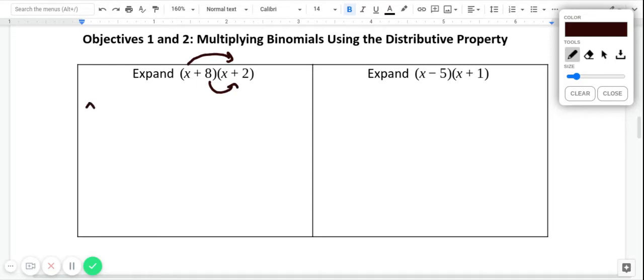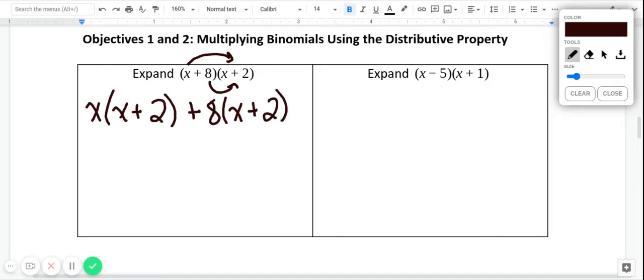So that means I'm going to take x times x plus 2, and I'm going to add 8 times x plus 2. I'm going to distribute that x plus 2 to both the x and the 8. And then we're going to distribute again. So we're going to take x times x and x times 2. We're going to do the same thing with this 8. Let me get rid of this one arrow up here so you can see. And this is going to be 8 times x and 8 times 2.